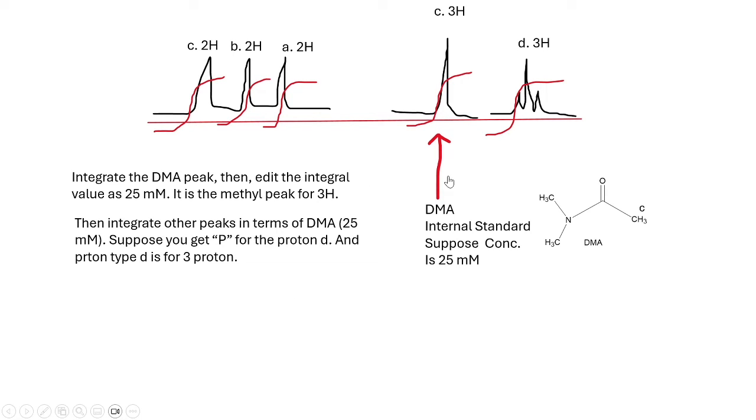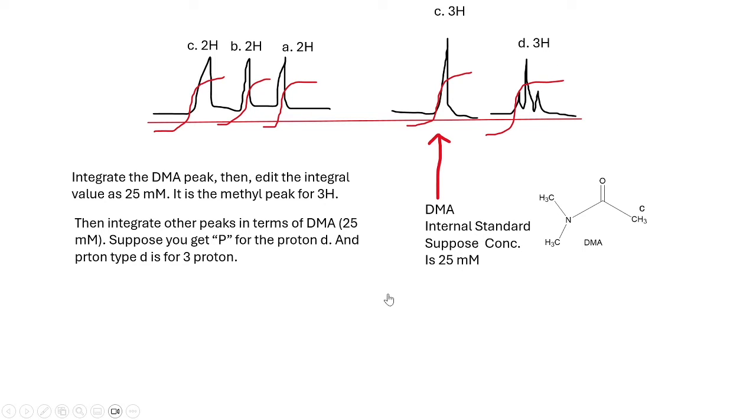Then integrate the other peaks in terms of DMA, because you already integrated this peak and set the integral value as 25. Based on that, the other peaks will be relatively close, higher or lower. If you see the example, I will show you definitely, then you will understand what I'm talking about. So suppose after making this 25, you integrated this and you get the value P for this D type proton.